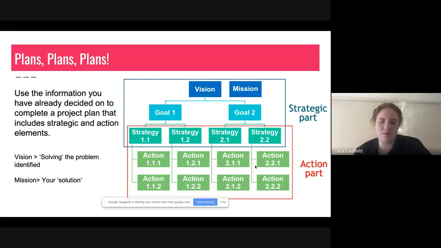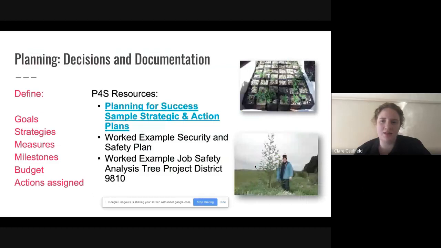To put this document into practice, you need to make a few decisions: the goals of your project, and how you're going to achieve those goals. You need to set the measures, so we start to put some numbers on them. If we talk about the district tree project, how many seedlings are we going to plant? How many volunteers do we want to come? And how many different Rotary clubs would we like to be involved?